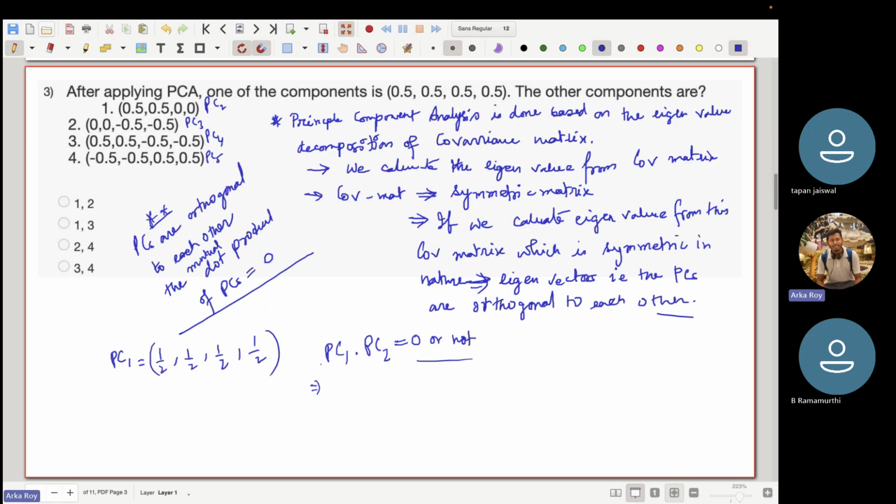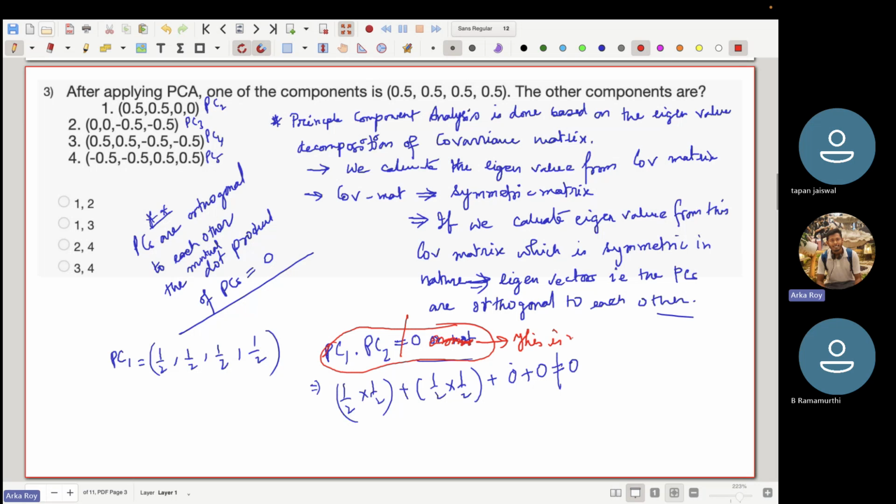So now let us find. If I take the dot product of PC1 with PC2, it is half multiplied with half, plus half multiplied with half, then 0 multiplied with half, so 0, and 0 multiplied with half, it's 0. So we can see that this is not equal to 0. Therefore, this is not the PC. Let us now see PC1 dot PC3.